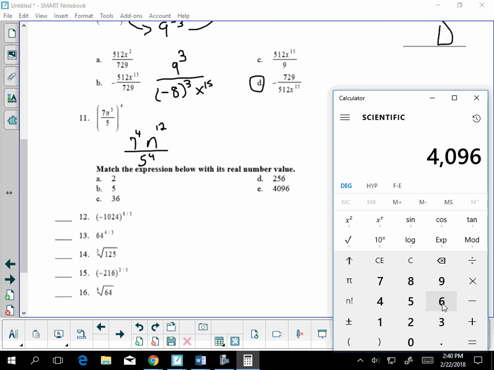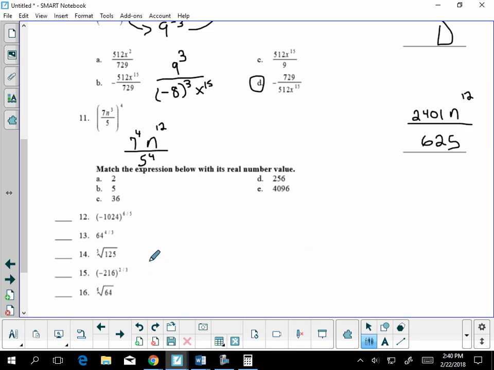Let's do another one. Let's do 64 raised to the 4/3. 4 divided by 3, close your parentheses, equals 256. All right.